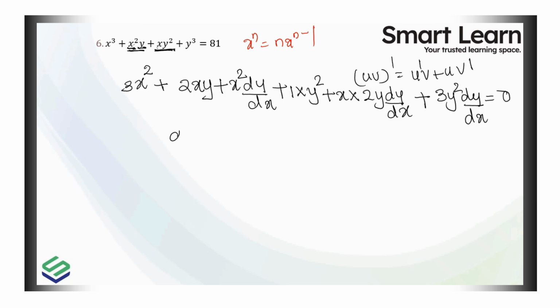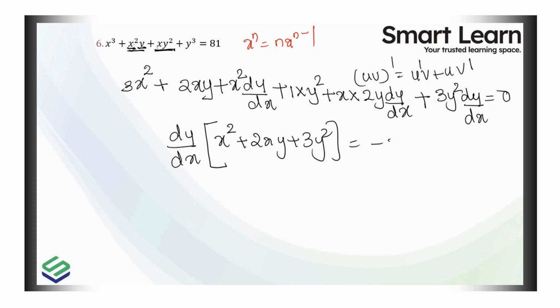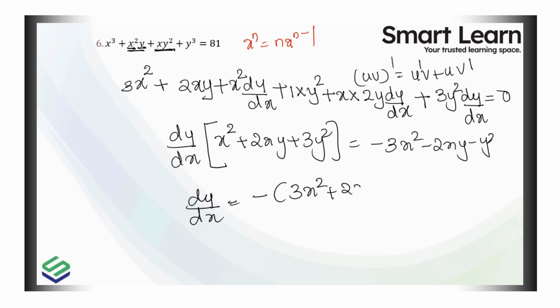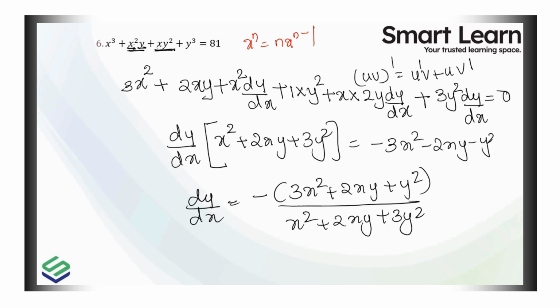In this, first we have to take dy by dx as common. So it will become x square plus 2xy plus 3y square, and here it will become minus 3x square minus 2xy minus y square. So dy by dx is minus of 3x square plus 2xy plus y square divided by x square plus 2xy plus 3y square. I hope this is clear.